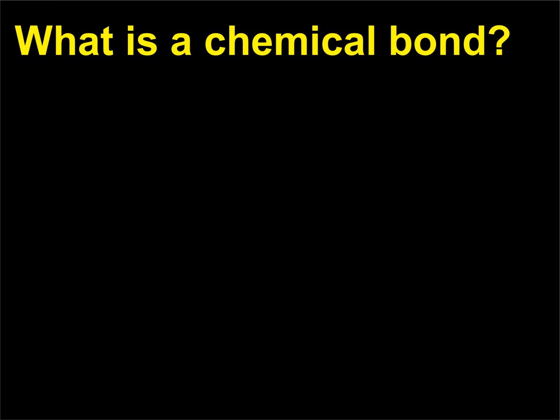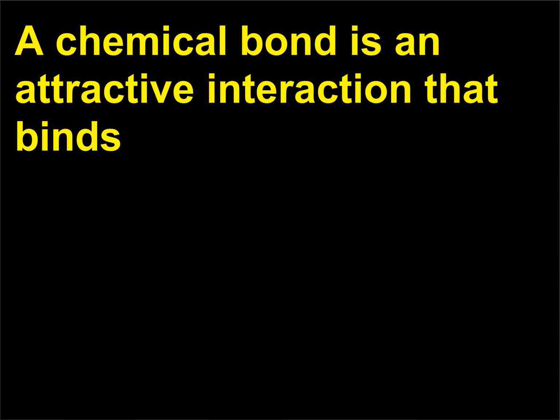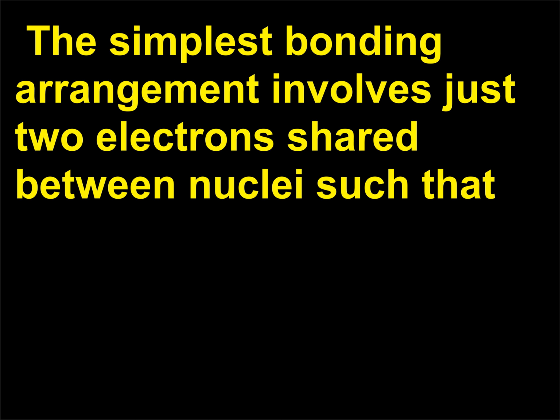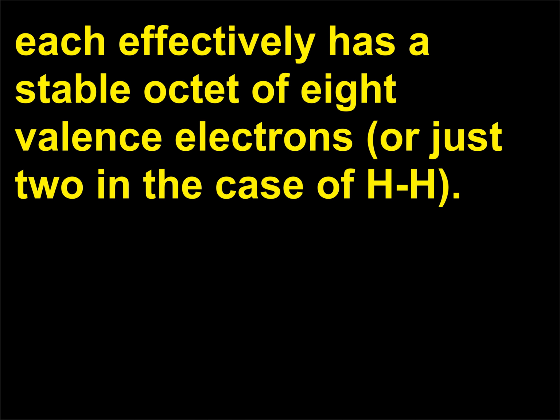What is a chemical bond? A chemical bond is an attractive interaction that binds atoms together through a sharing of electron density. The simplest bonding arrangement involves just 2 electrons shared between nuclei such that each effectively has a stable octet of 8 valence electrons, or just 2 in the case of H-H.